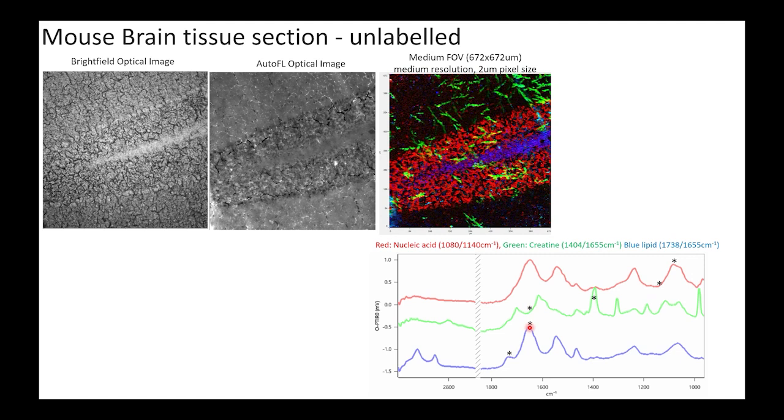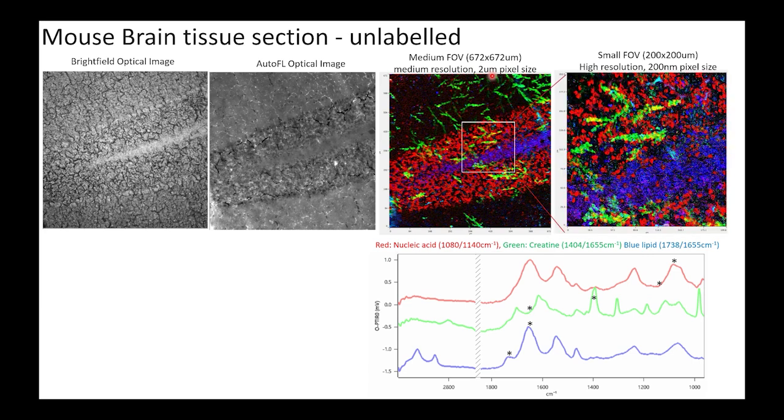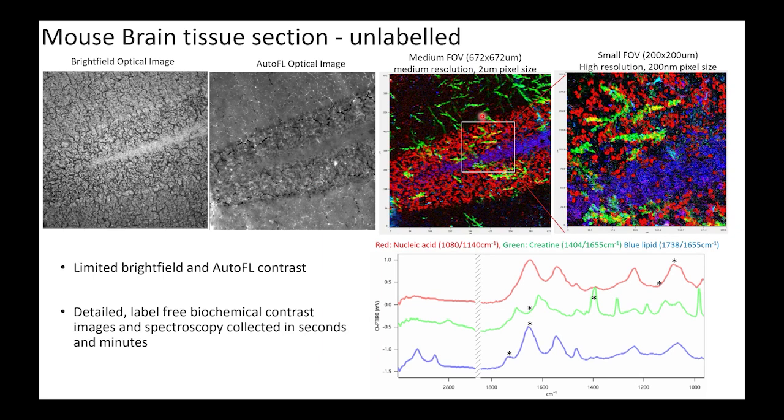So you can see very clearly, at a relatively coarse 2 micron pixel size, some of the lovely features we see there, and we can then zoom in and recollect at a much higher pixel density. Now I've got that 200 nanometer pixel step size. You can see individual cell nuclei lighting up there as well. It's also nice that the autofluorescence gives us a little added contrast, but in this case, it really is the beautiful label-free chemical images that I think are noteworthy here. That really brings me to the end.